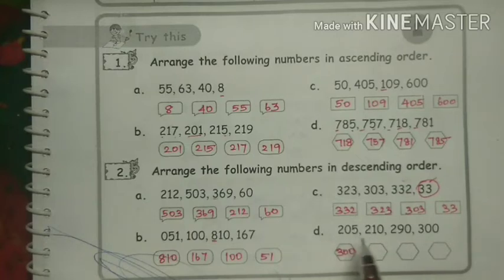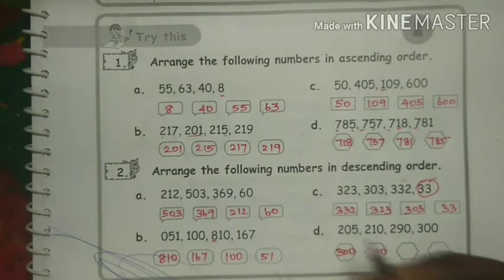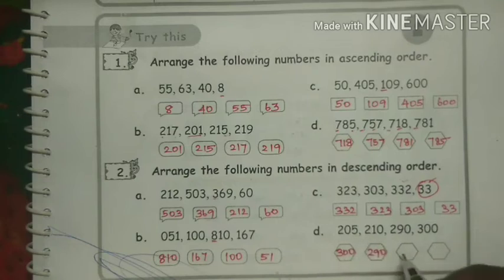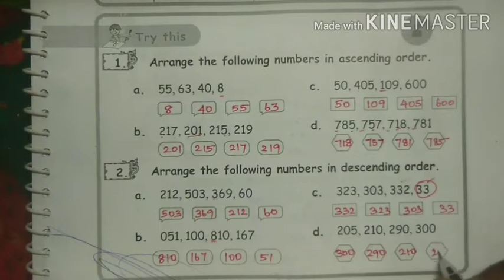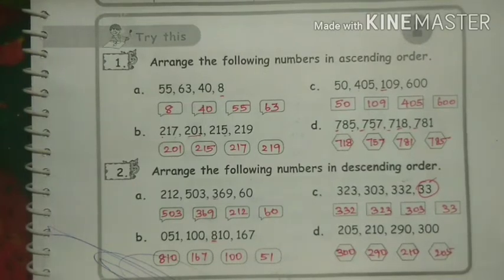Now tens place: 0, 1, 9. Which is the greater number? 9. So 290. Now 0, 1. Which is greater? 1. So 210, then 205. This is what you have to do to arrange in descending order.